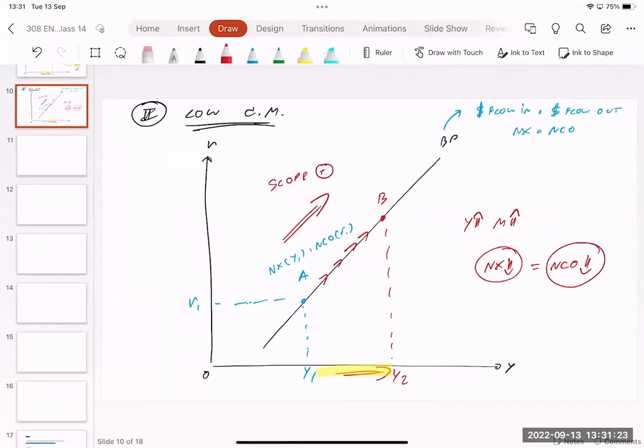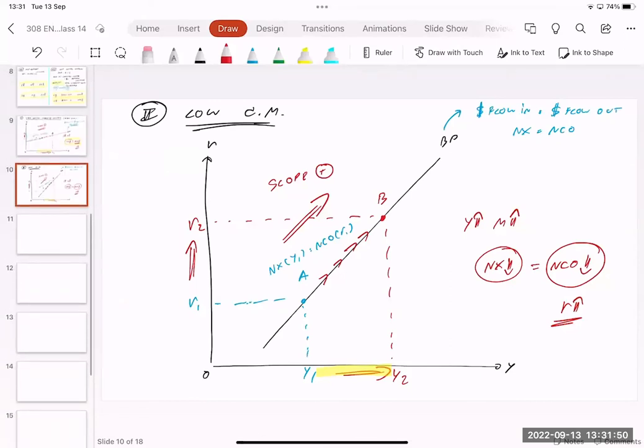How to make NCO lower? We need to make the money flow into our country more. How to make the money flow into our country more? We need to increase the real interest rate. When the real interest rate of our country increases, the money, the capital, gonna start to flow into our country. So NCO becomes lower.